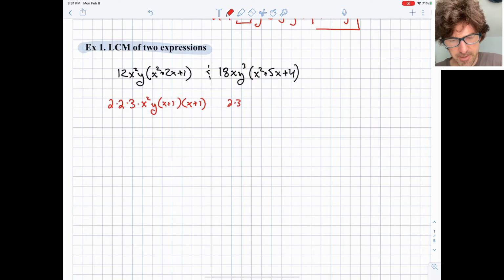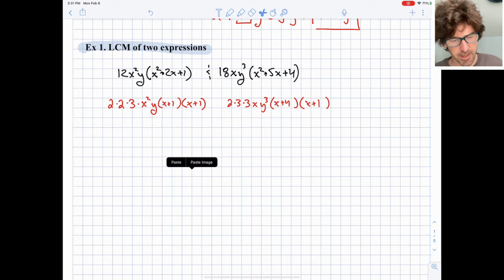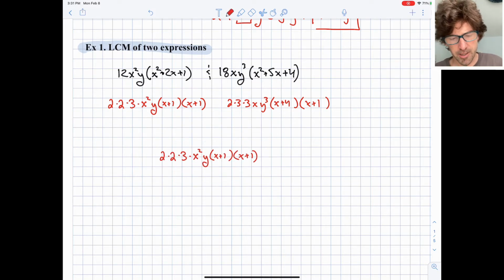18 is 2 times 3 times 3. We have an xy cubed, and it looks like we have an x plus 4 and x plus 1. So again, one way to do this might be to bring down that. We know we need all of those terms, and then let's see what's not included. We have a 2, we have a 3, we need another 3, we have an x, we have one y, but we need a y cubed, so I'm going to throw in a y squared here.